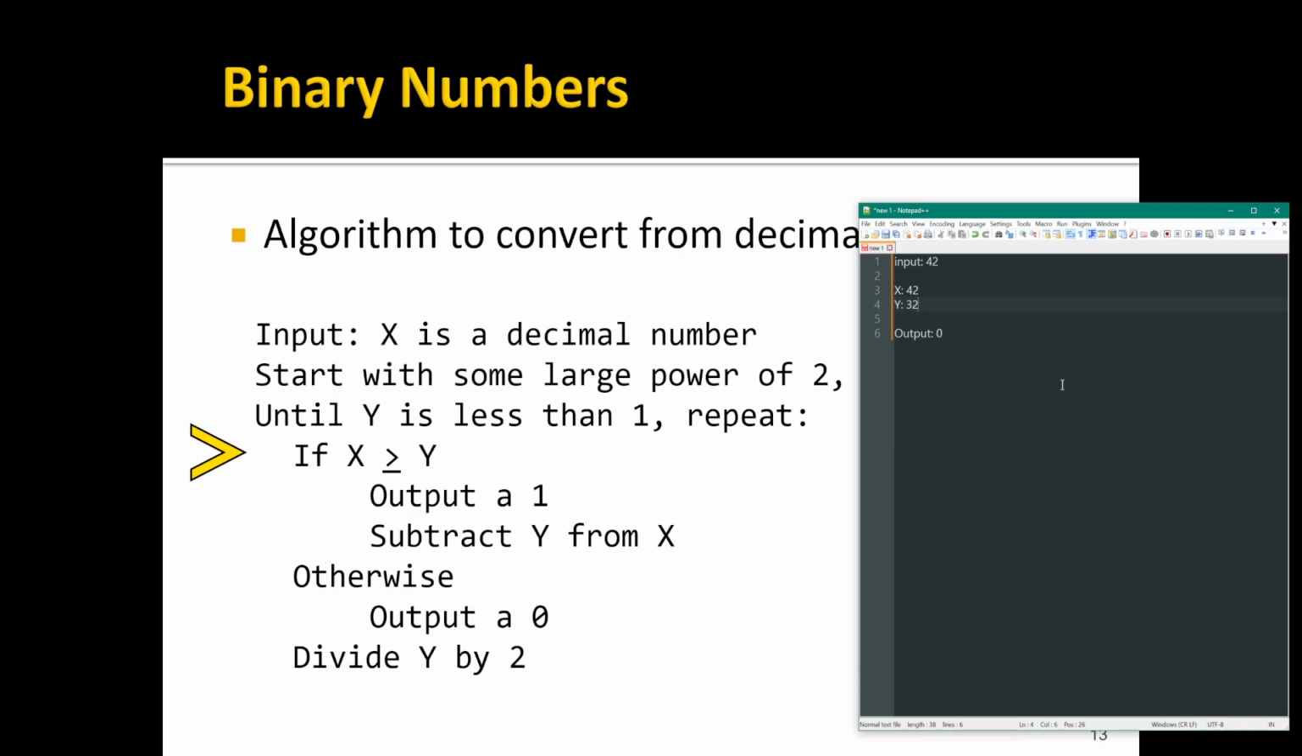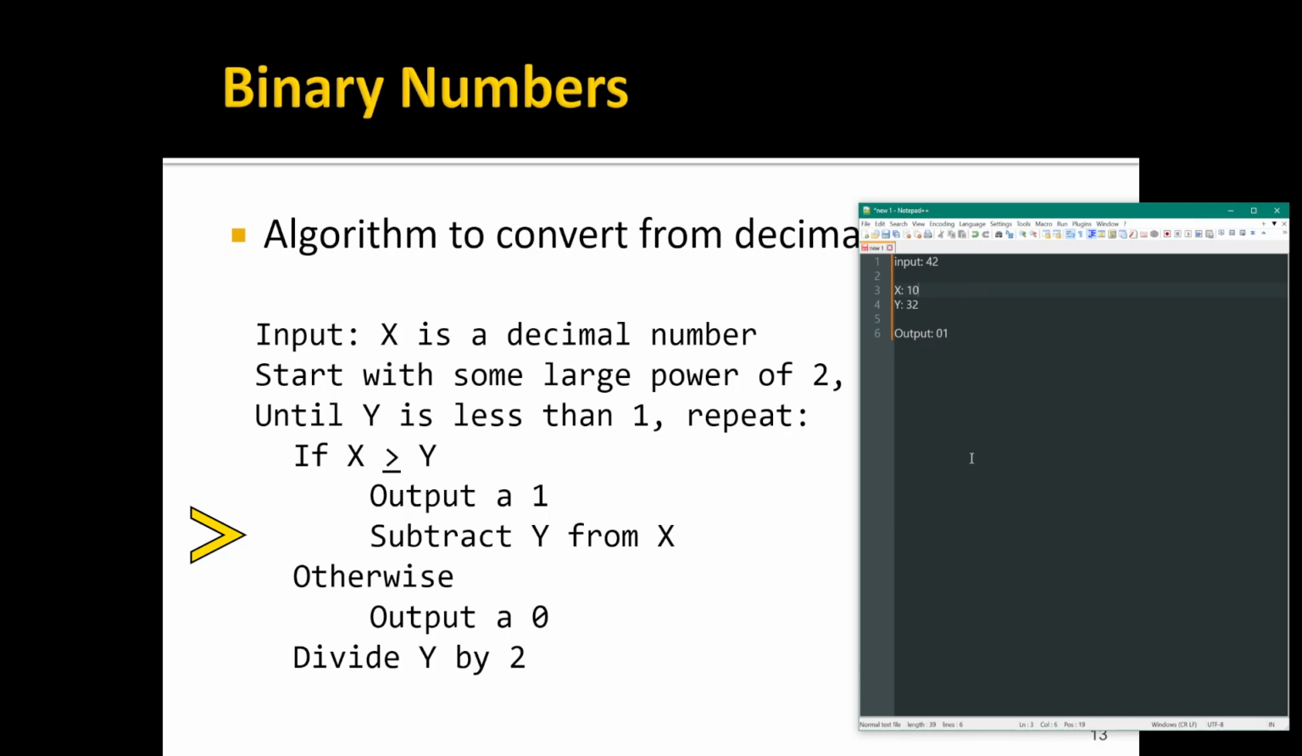It asks, is x greater than or equal to y? 42 is greater than 32, so we follow these steps, and it says output a 1. So we come down to our output section, and we put a 1, which is now under the 32's column. The next line says subtract y from x. So if y is 32 and x is 42, that means x becomes 10.